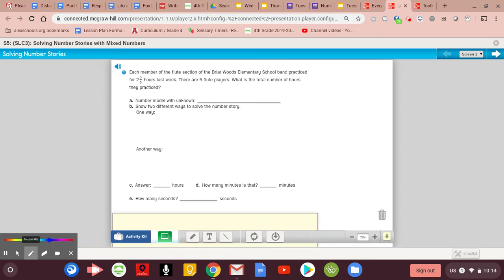So for number 1 here, it says each member of the flute section of Briar Woods Elementary School band practiced for 2 3/5 of an hour last week. There are 5 flute players. What is the total number of hours they practiced? So I noticed 5 players, they each practice for 2 3/5. So for my number model here, 5 times 2 3/5 with an unknown of h because we are trying to find out hours. So make sure you have that. And then it says show 2 different ways to solve the number story.